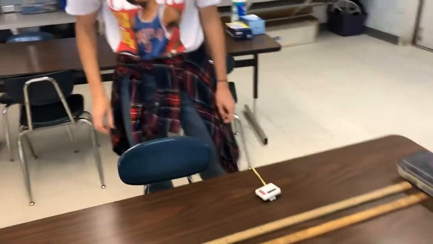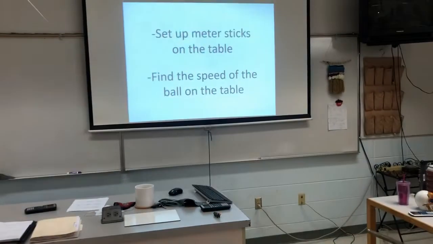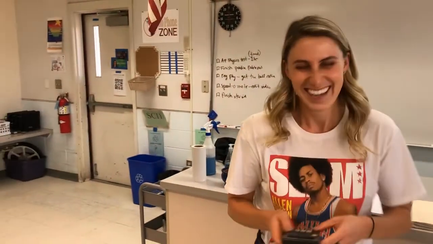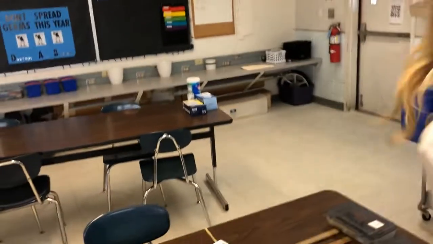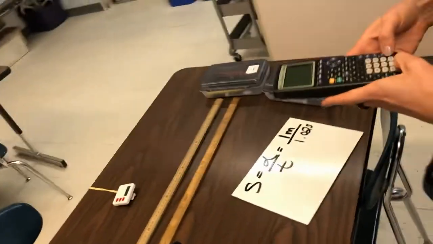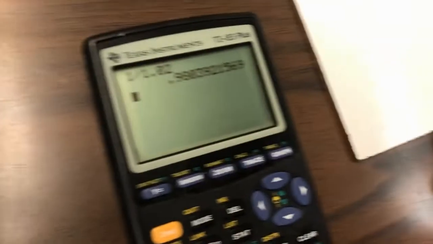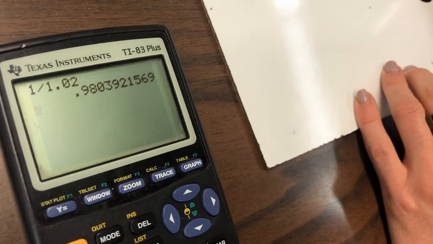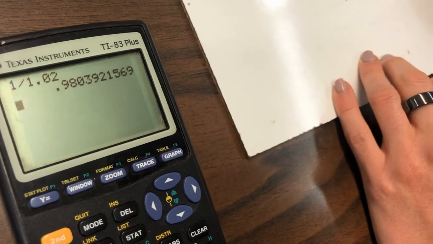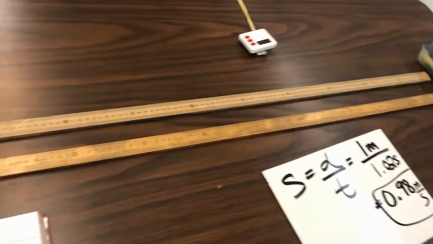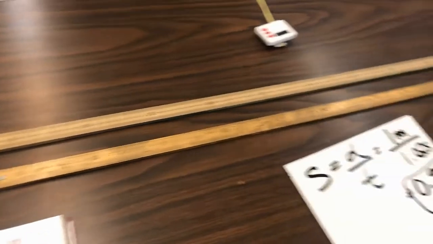All right. Okay, so can we do this math real quick? To find the speed on the table, 1 divided by 1.02. And it's almost 1, right? 0.98 meters per second. So now we've got how fast the ball was going when it rolled 1 meter across the table.